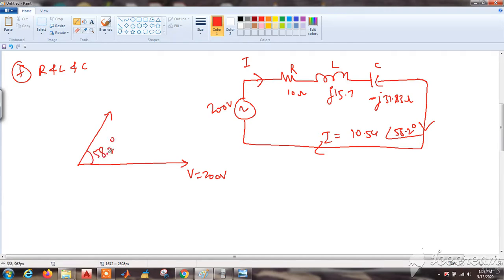58.2 degrees, and this is the current, which is of magnitude 10.54 amperes. This is our phasor diagram or vector diagram. You can also draw it the other way around, as discussed earlier. Now let us move on to the last circuit, or special circuit, that is the series LC circuit.